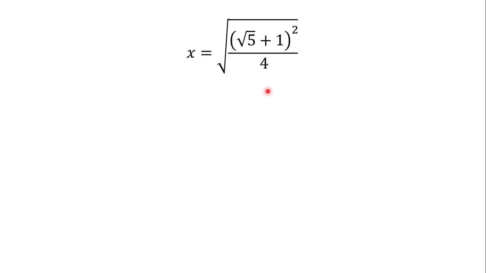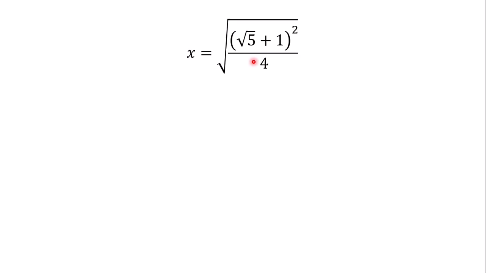And since we have a square on the top, and also another square on the bottom, we can factor the square outside, that is the power 2 outside. And when you do that, you're going to get root 5 plus 1 over 2 all squared. And that will take away this square root from it.